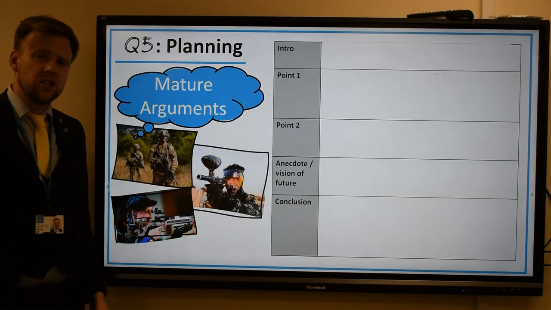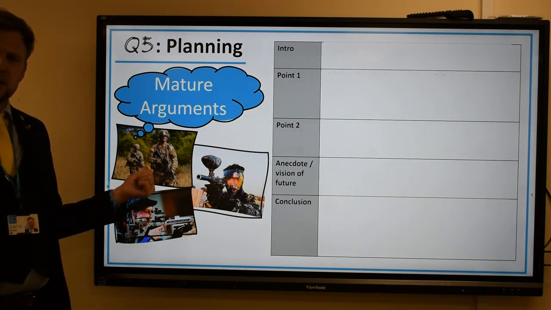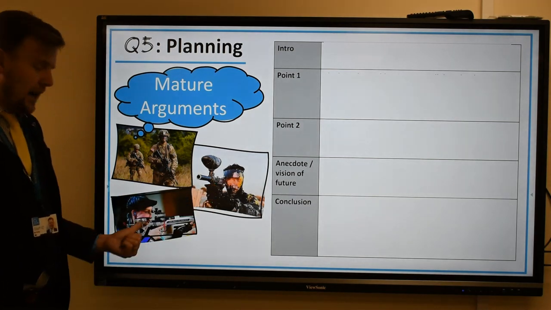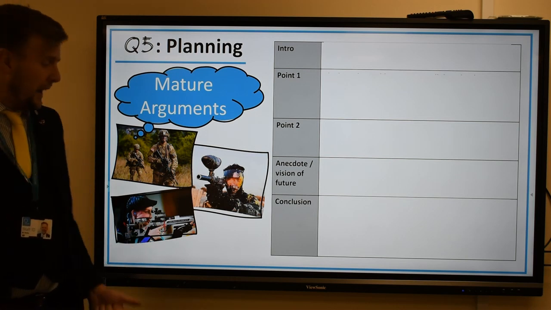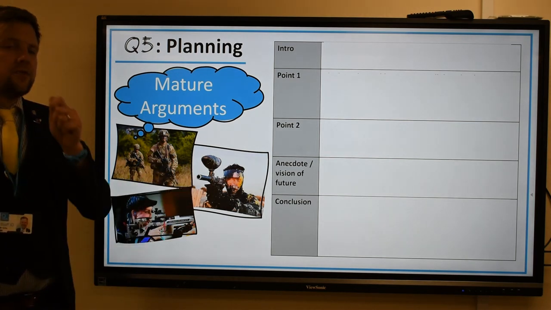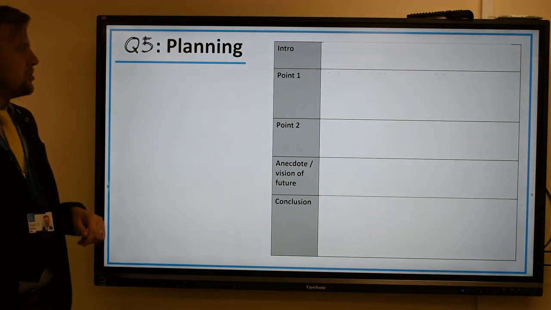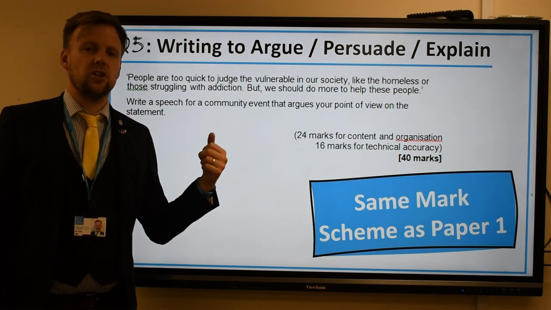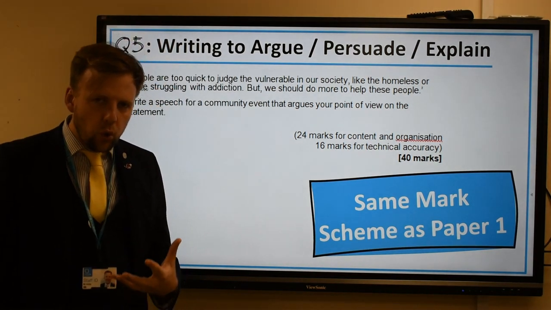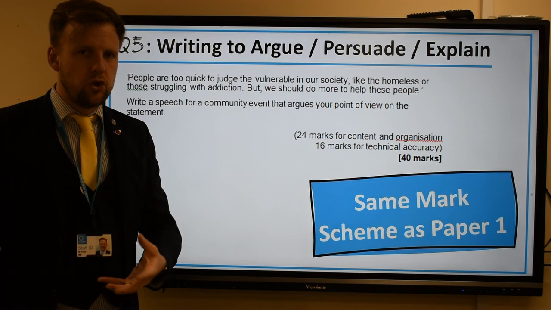A mature person would think about how soldiers have guns, how we fire guns when we go paintballing, how guns are an Olympic sport. It's naive and silly to say guns are all bad, because they're not. So first of all, when you see that statement, don't just jump in for a really naive and silly interpretation, but think about what a mature writer, a mature student would say.